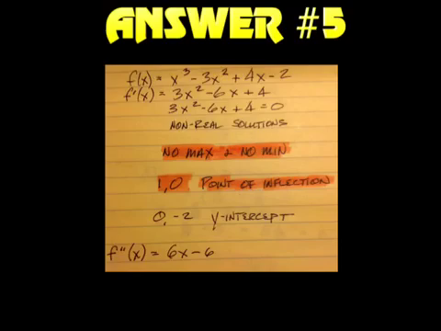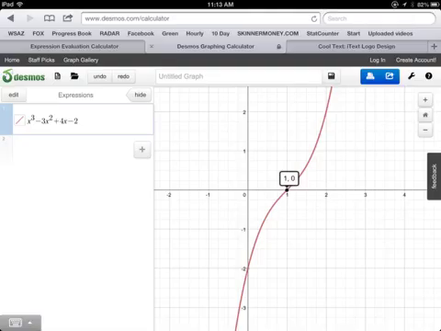For number 5, no real solutions when you try to use the quadratic formula on this. So go back and look at the graph. If you look at the graph, clearly 1, 0 is going to be a point of inflection. And there is over 1 up 0.